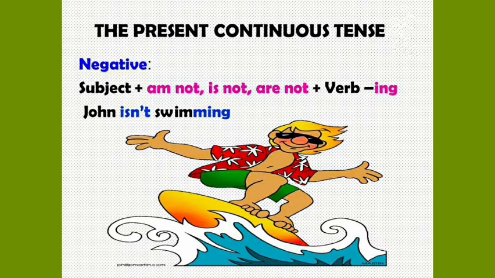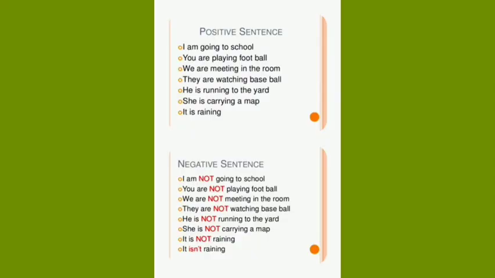If your subject is plural, for example they or we, then you need to write are with not, as it is negative, plus first form of the main verb with ing. So, John is not swimming. Okay, so this way we can construct the negative sentence using the present continuous tense. So now we have learned the sentence structure for positive and negative sentences.